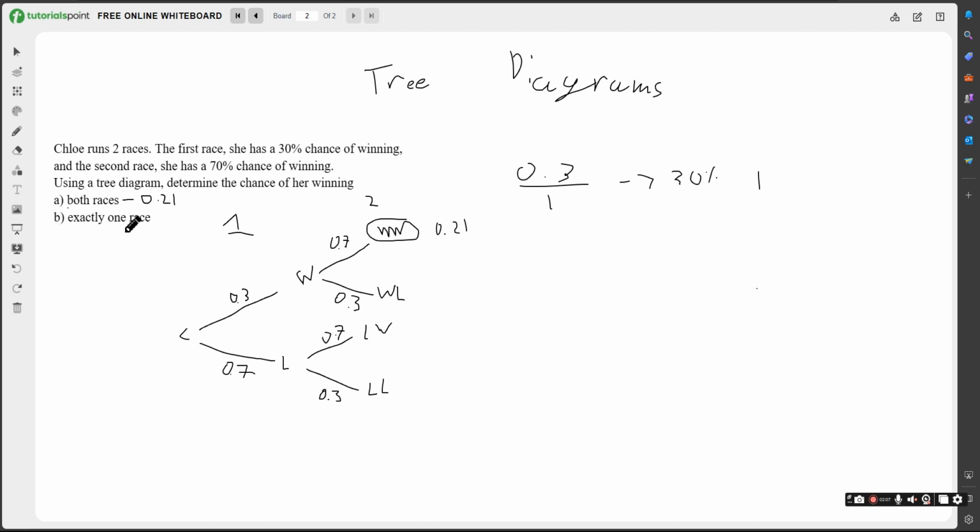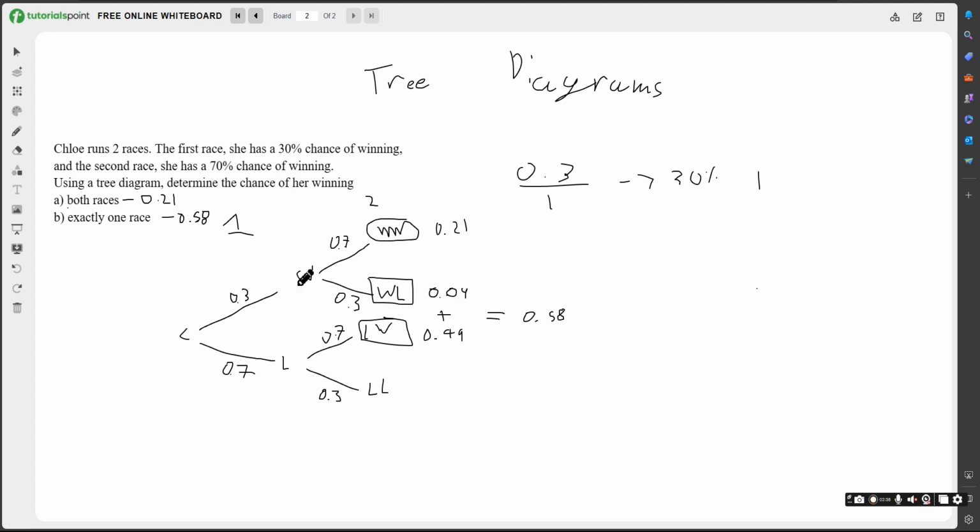Now, if we want exactly one race, that means that we need 1 win and 1 loss. So this one is no longer applicable because there are 2 wins. Neither is this one. So you want this one and this one. So 0.3 times 0.3 is 0.09. And 0.7 times 0.7 is 0.49. And when you've got 2 different probabilities that both satisfy the conditions, you just add them together, which equals 0.58. So the answer to this question is 0.58.